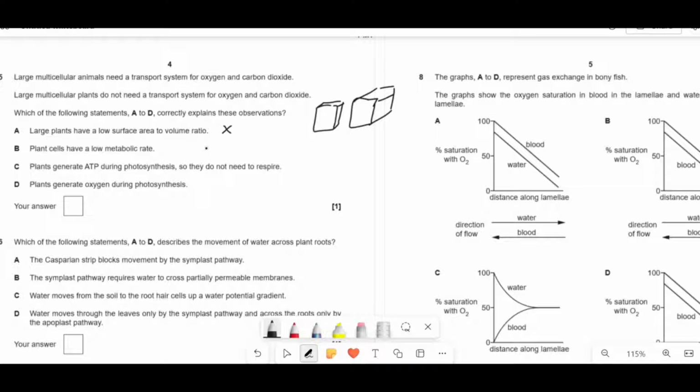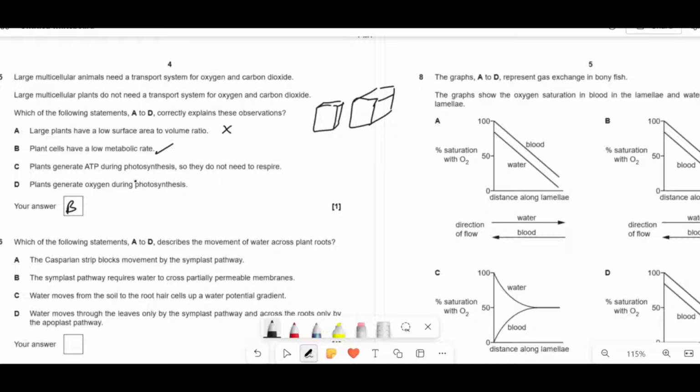So if they have a low surface area to volume ratio, then they're going to need a pretty fat transport system to be able to get things around the body. Because imagine you're trying to get something across a thin surface. That's easy, but if it's quite thick, it's got to get all around it. So the only way around it is to have a circulatory system. So A is out. Then it says plants have a low metabolic rate. Well, yes, because we have a large transport system of the lungs and the heart and the circulatory system. We need that to get oxygen around because we're moving, we're respiring constantly. The plants are literally just chilling there doing not very much. So it's B. There you go.